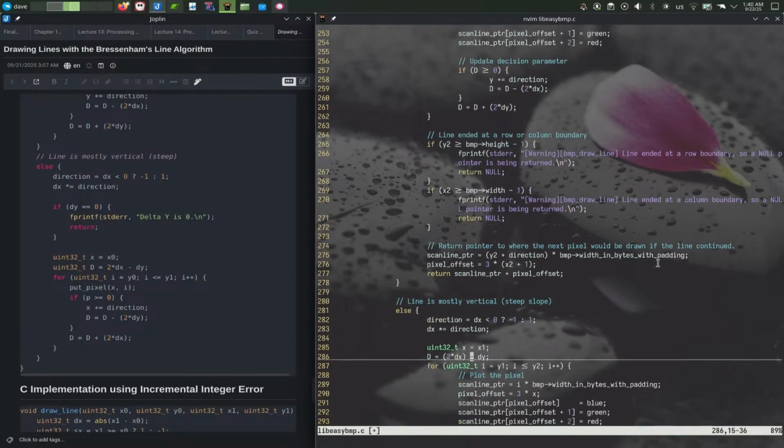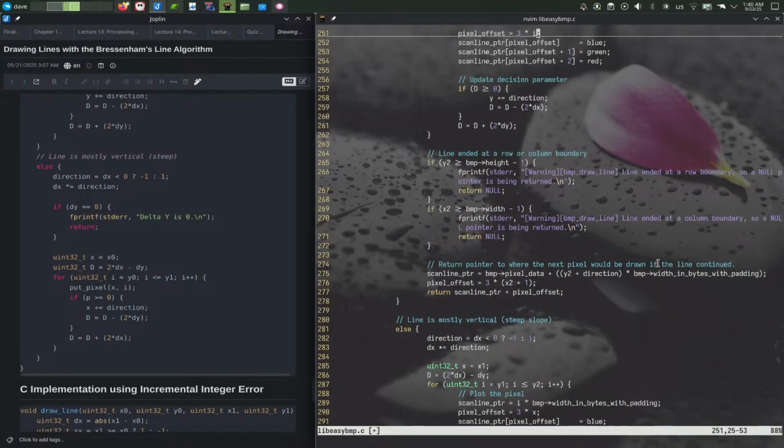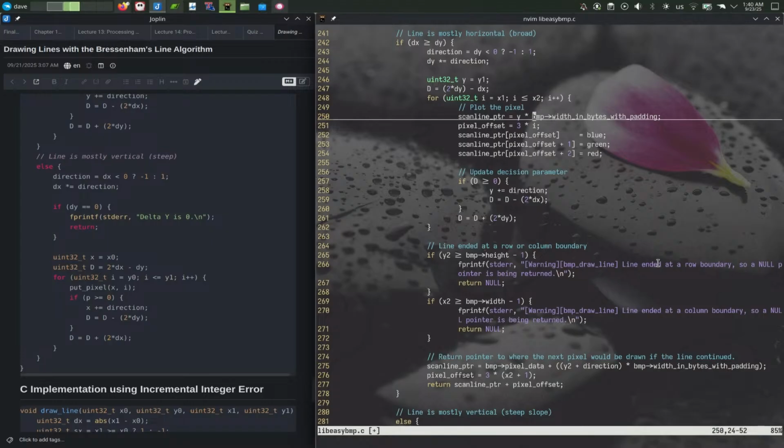Cool. And so the scanline pointer stuff is a problem. So this all should be wrapped up in parentheses, and then I can put, yeah, this all needs to be an offset of the pixel data. So similarly, this is not correct either, right?